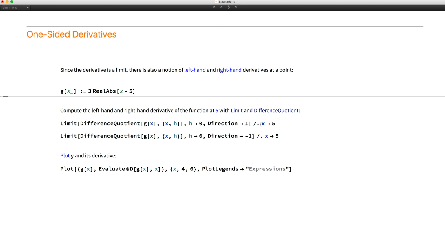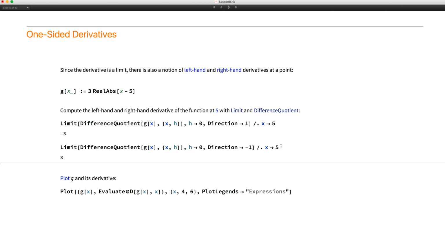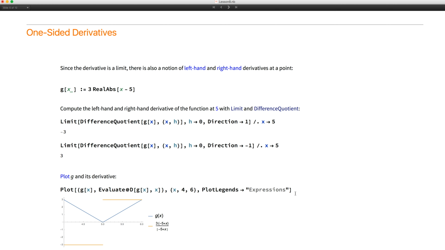So if you find the derivatives from the right and left at 5, then what you see is that they are different. So you have a problem because the left-hand and right-hand derivatives at the point 5 do not agree. And if you plot the function and derivative, you see that a little more clearly. So that's the original function, and the derivative is 3 on the right and negative 3 on the left. So that's one way in which things can go wrong, namely that the left-hand limit and the right-hand limit do not agree, and you do not have a derivative at that point.